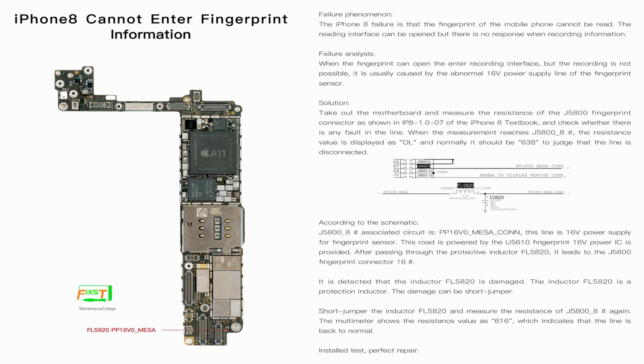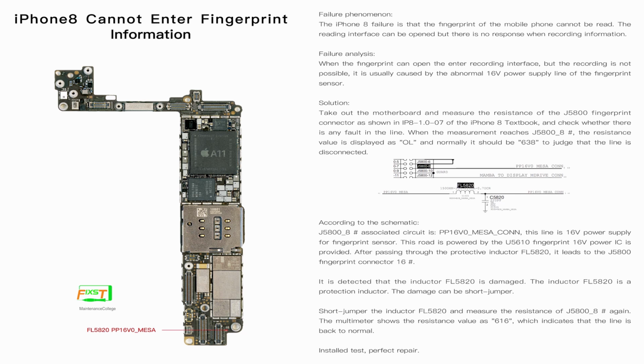First we look at the schematic and test the resistance of the fingerprint connector. After we tested, we found out that pin A is OL, which normally should be 613A. So this line being OL means that this line is open, disconnected. So we just focus on this line.